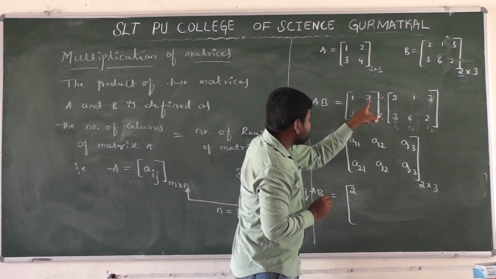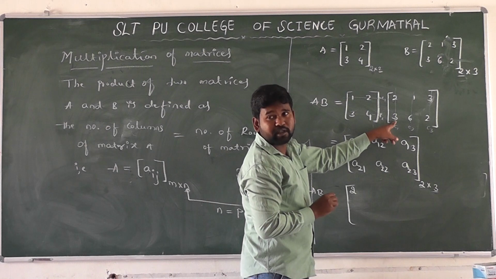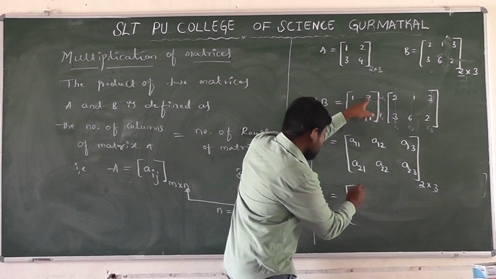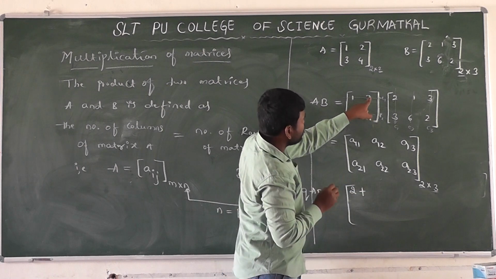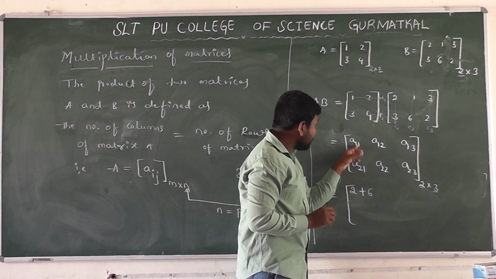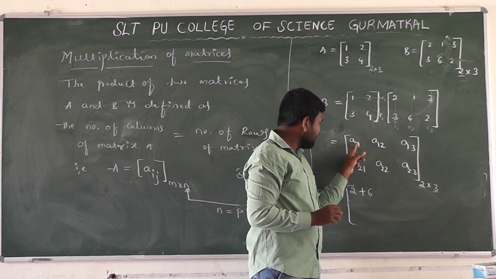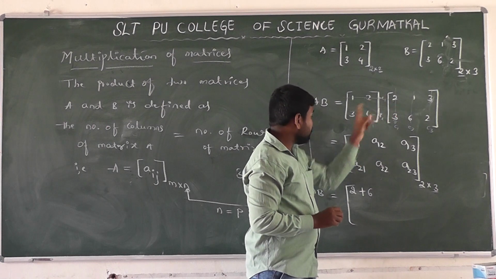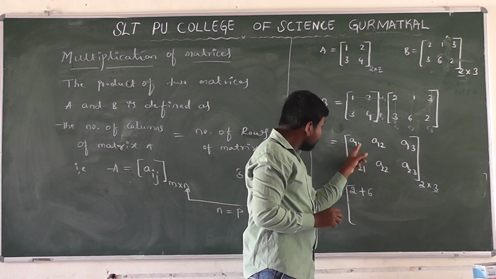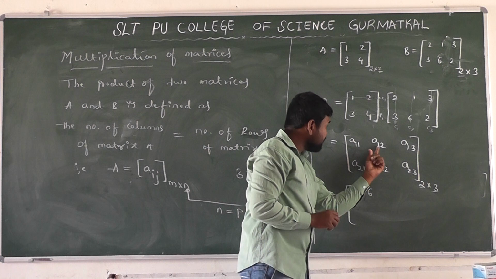Right? And next, the second element of the row is multiplied by the second element of the first column, the corresponding elements. Next, plus 2 3s are how much? 6. This is the element for the first row and first column. This is the A matrix first row and B matrix first column element.